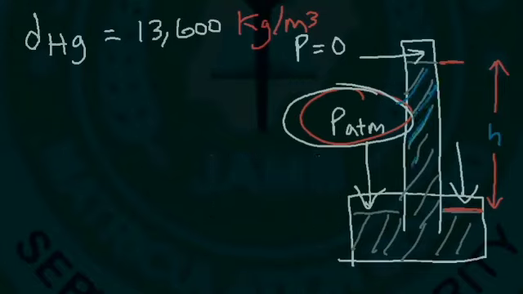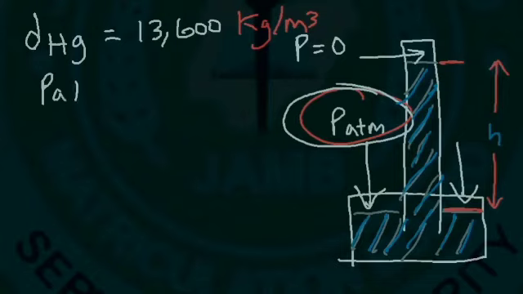Now let's say if we replace mercury with water. How high can the atmosphere support a column of water? How high will the water column be?